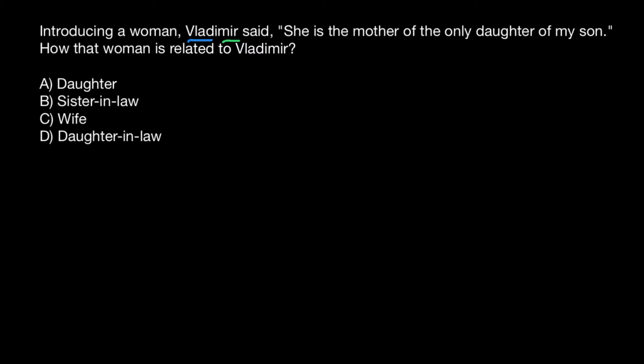Now let's solve this problem. So she is the mother. Right away we can draw a picture like this. She is a mother, so she has a husband, and she is the mother of the only daughter. So this couple has only a daughter, no sons, no other children. They have only one child, and that child is the daughter of my son.